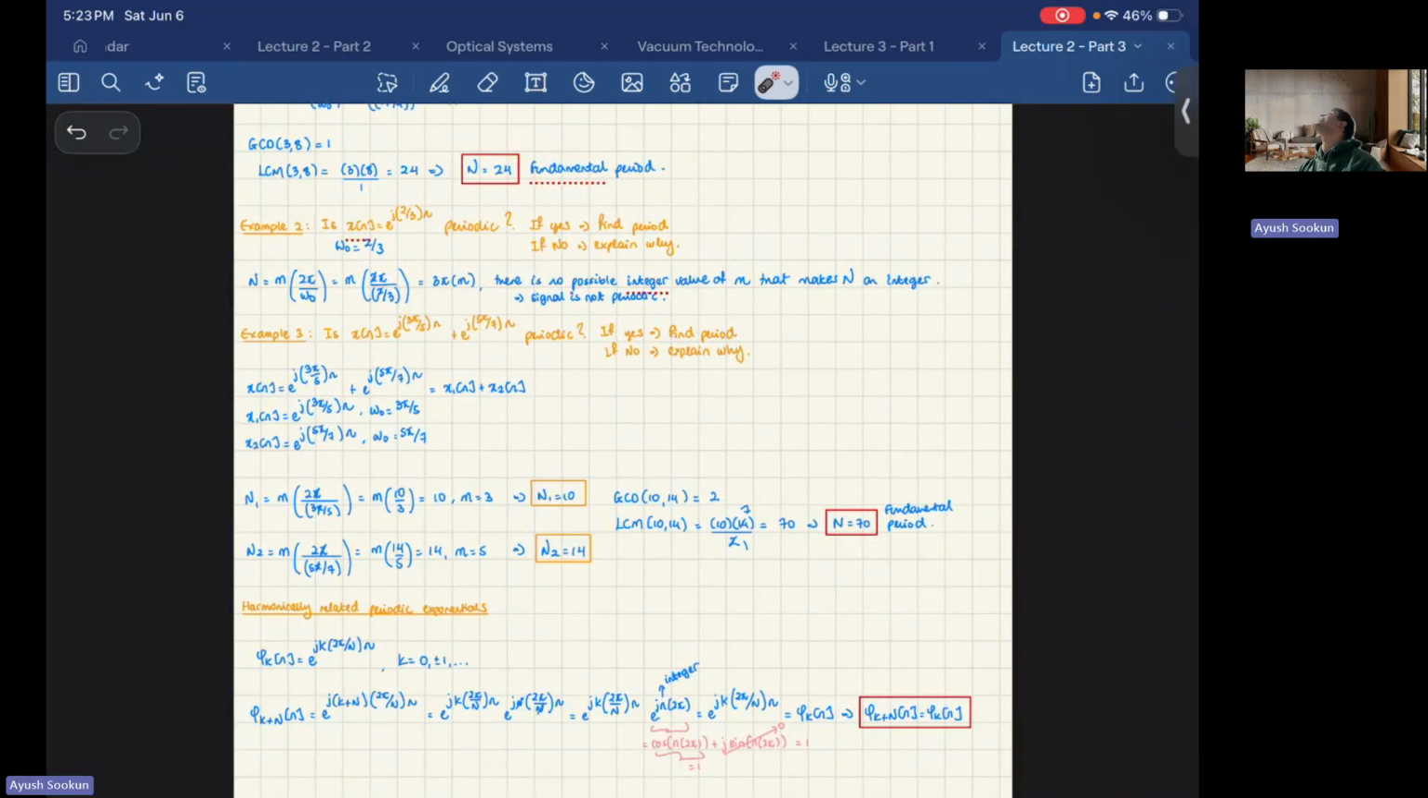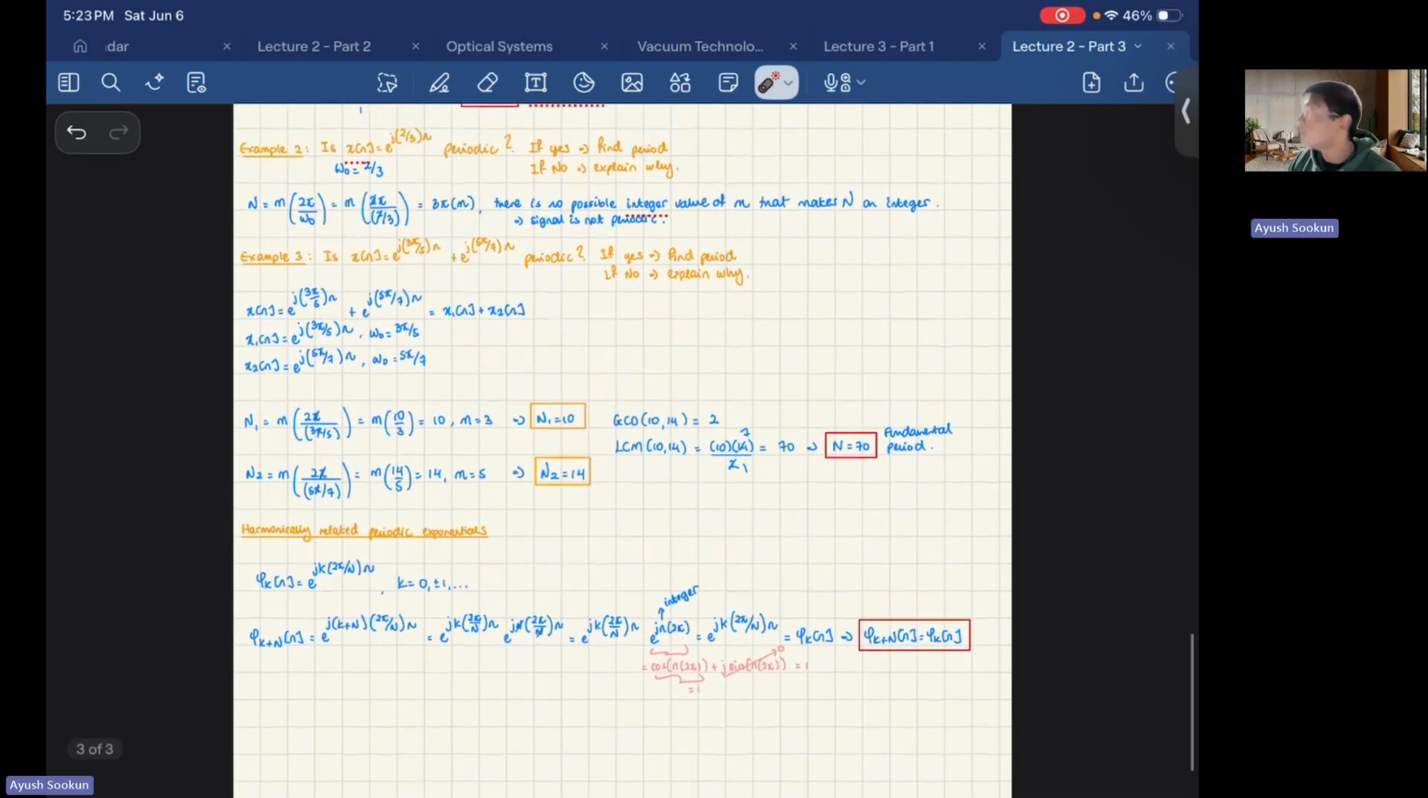Why is it pouring like crazy right now? Oh my god. Check the weather. Insane.